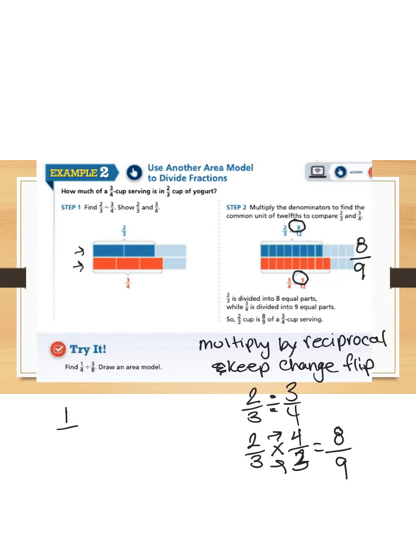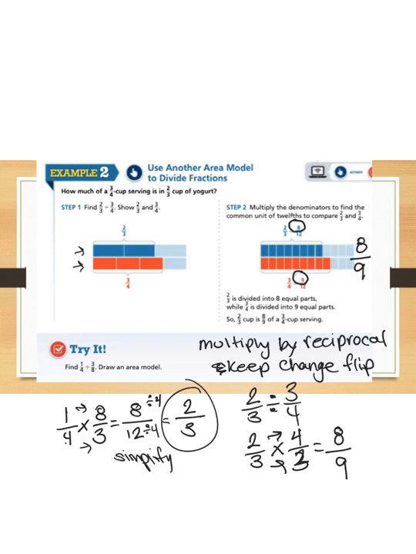I'm going to show you how to multiply by the reciprocal. So 8 times 1 is 8. 4 times 3 is 12. Now I know that I can divide both of these numbers by 4, because remember, you have to simplify. 8 divided by 4 is 2. 12 divided by 4 is 3. 2/3 would be the correct answer for this practice problem.